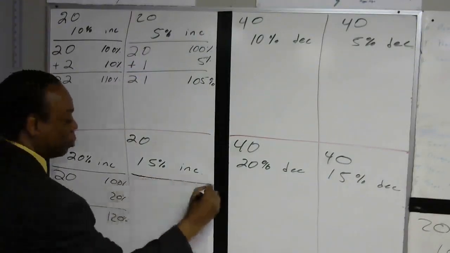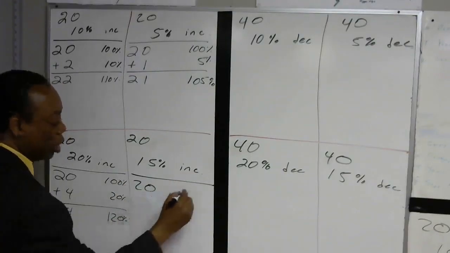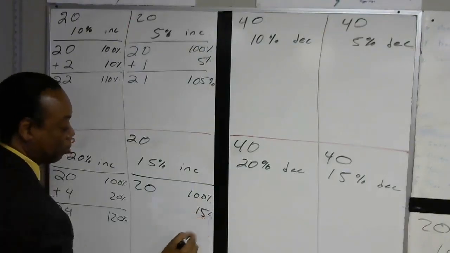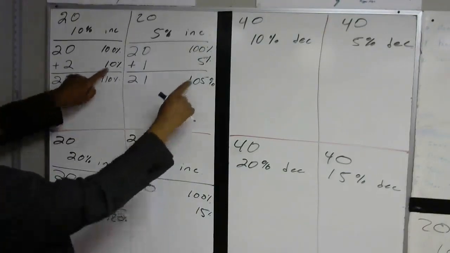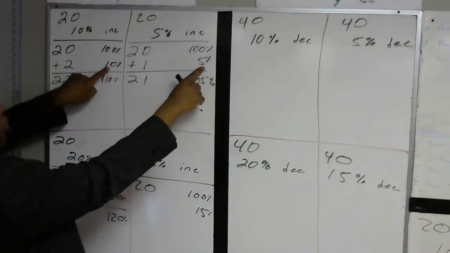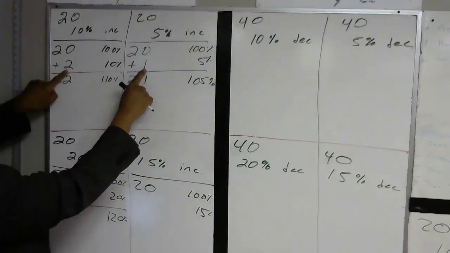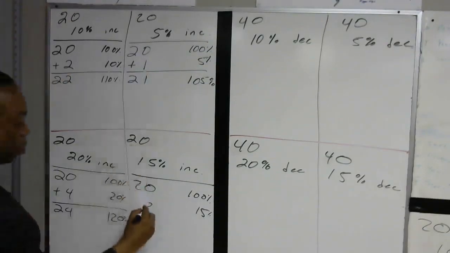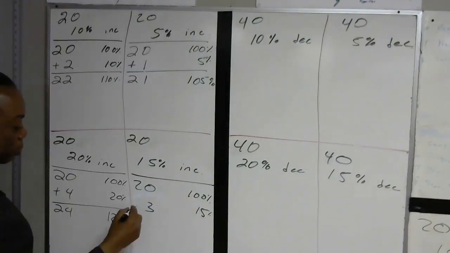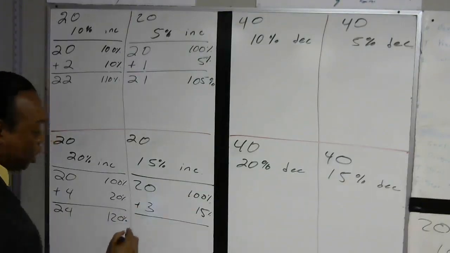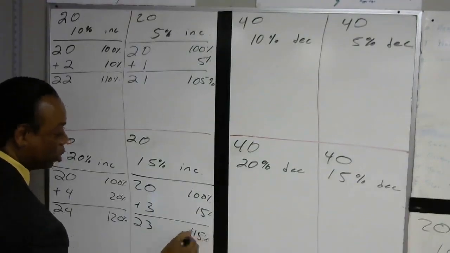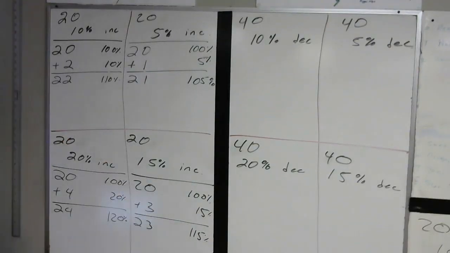Now 15%. 20 is the original. We'll write 100%. And we're looking for 15% of that. Well, 10% and 5% is represented by 2 and 1. If we were to add these two, we would get 15%. So that'll be 3. So 3 represents 15%. Let's add that, and we get 23, representing 115% of the original 20.